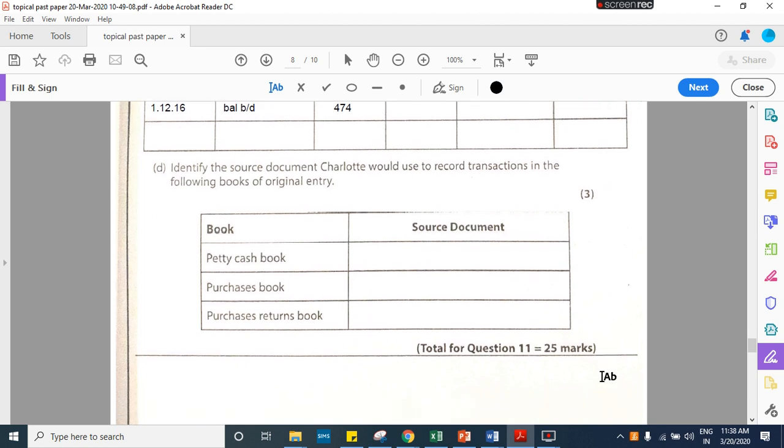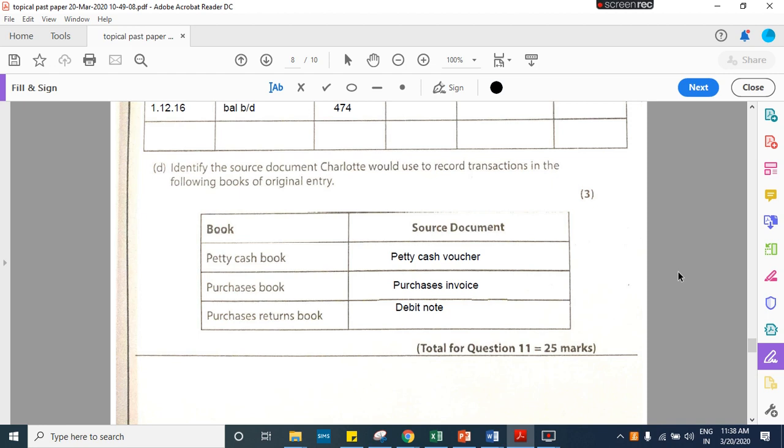474. Moving to the next, again, you're supposed to find the source documents. Petty cash book will give the answer of petty cash voucher. Purchases day book. This is the third question we are doing, similar to this, purchases invoice. Purchases returns day book would be a debit note.